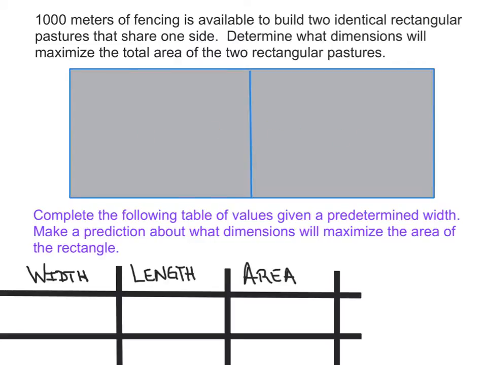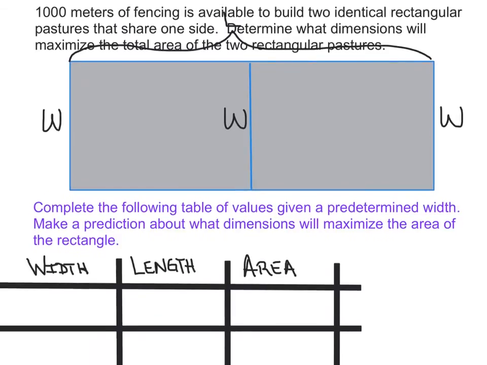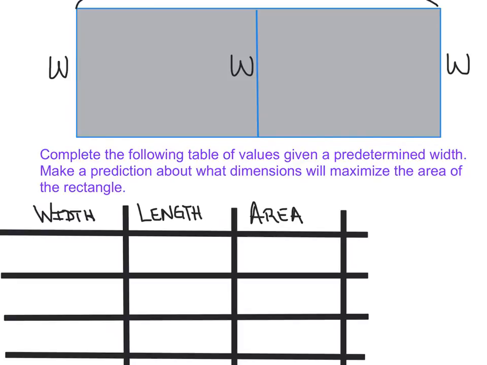And so what I'm going to do here is establish that this is my width right here. And so I've got a couple of W's, in fact 3 of them total, and then my length will be this entire side up here total combined. Okay, so we're going to complete the following table of values just like in the last problem. This is going to give us a good feel of what's going on and just hopefully build some confidence here.